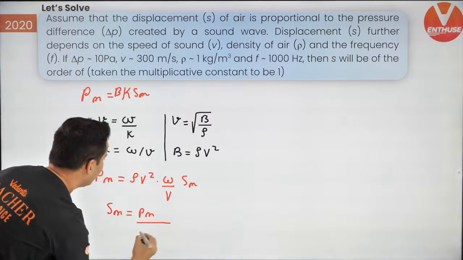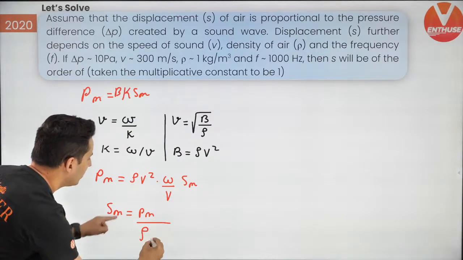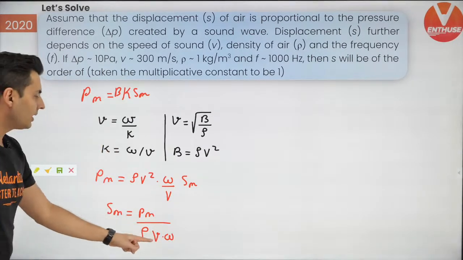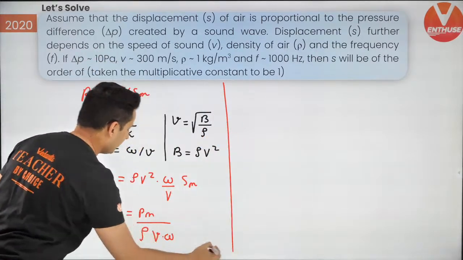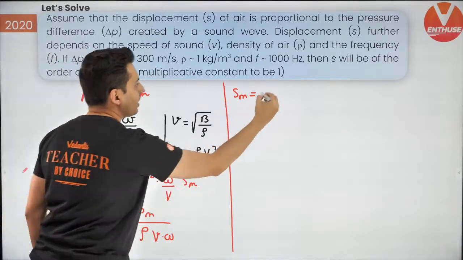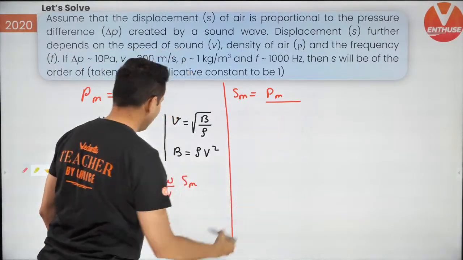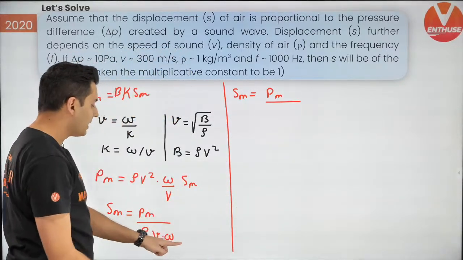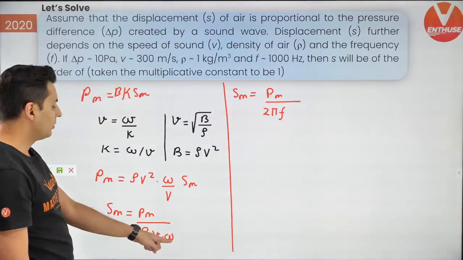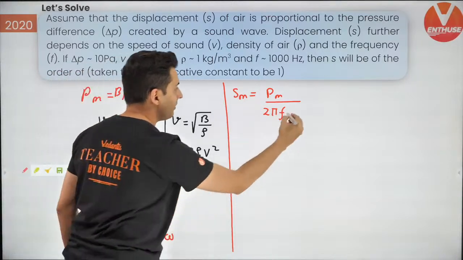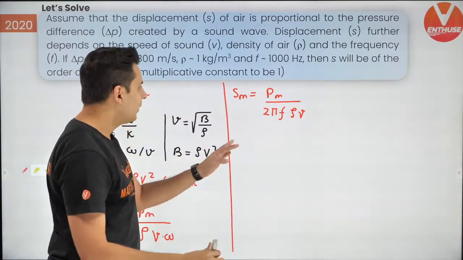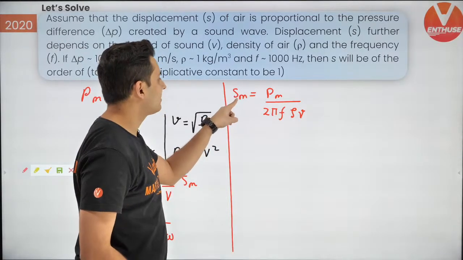PM divided by density comes below, velocity comes below, and omega also comes below. That's what I'll get. Solving it further, I'll get SM is equal to PM divided by rho v omega. Omega can be written as 2 pi f, and what remains is density into velocity. Now, this is maximum displacement.